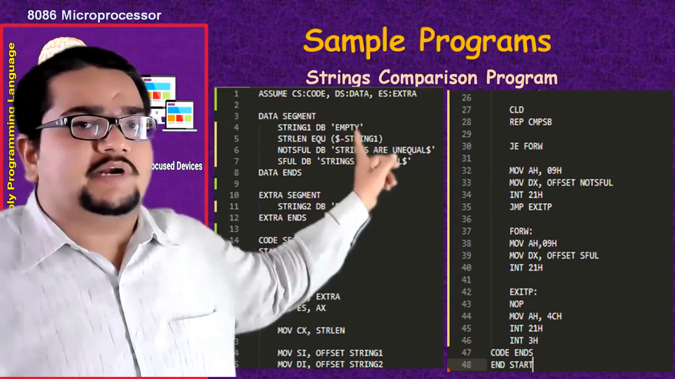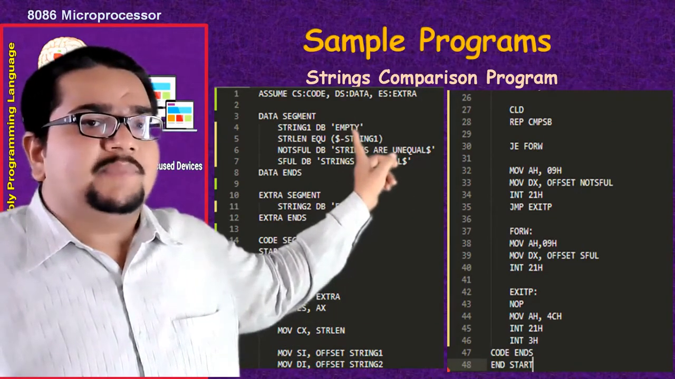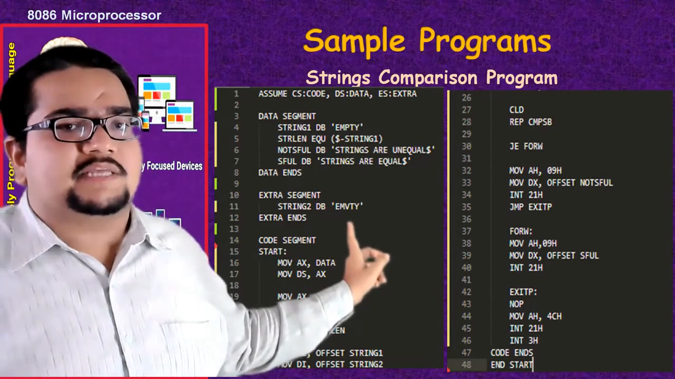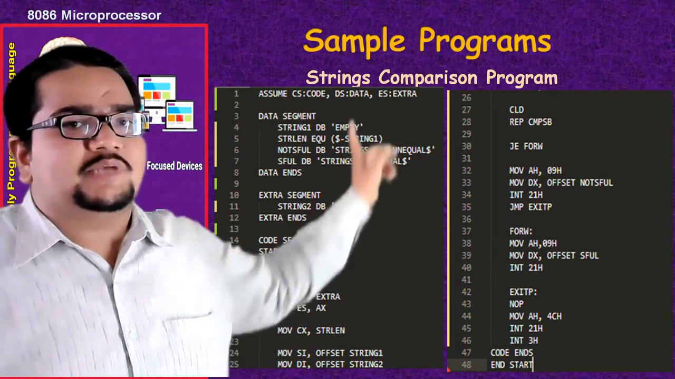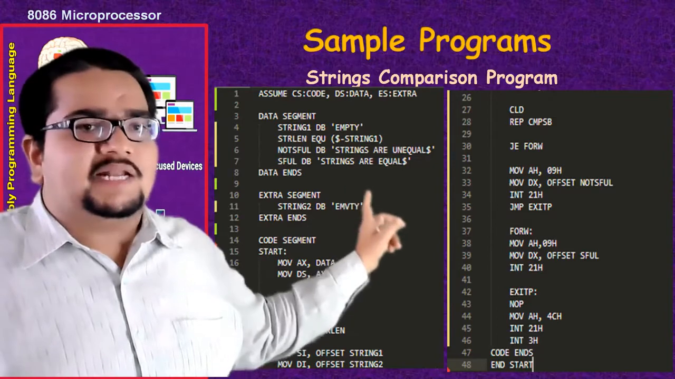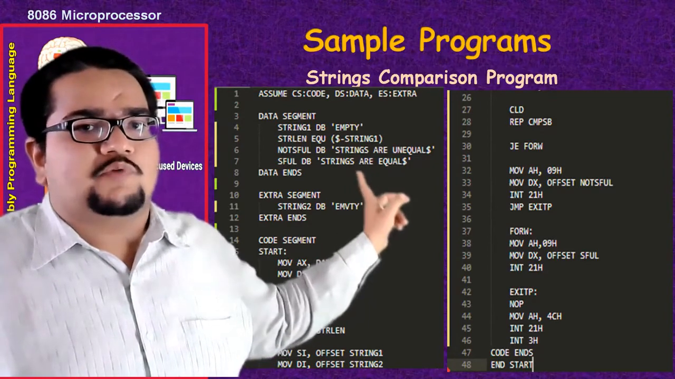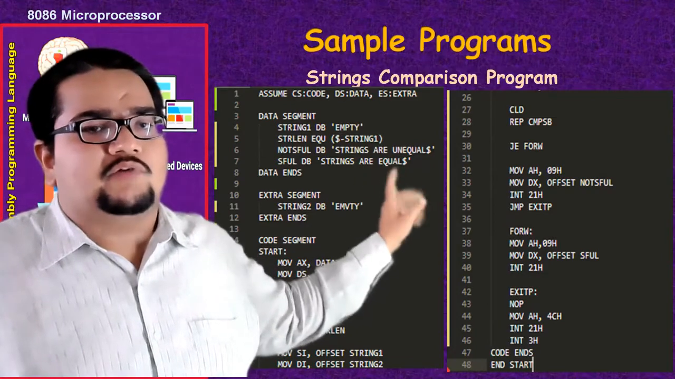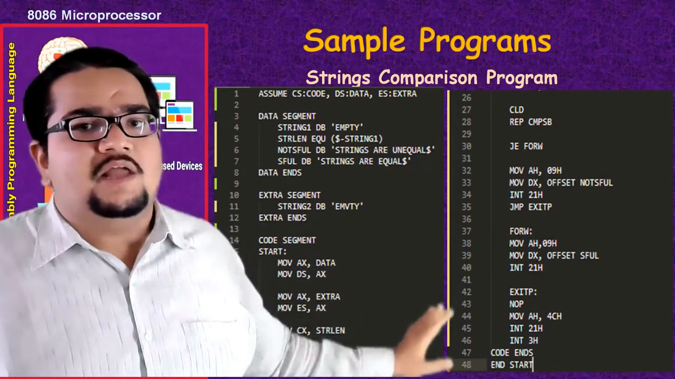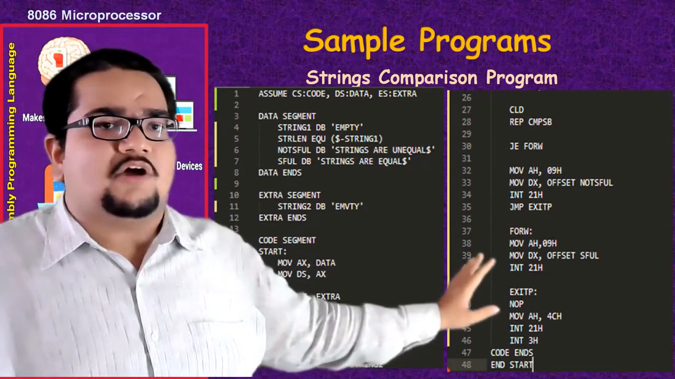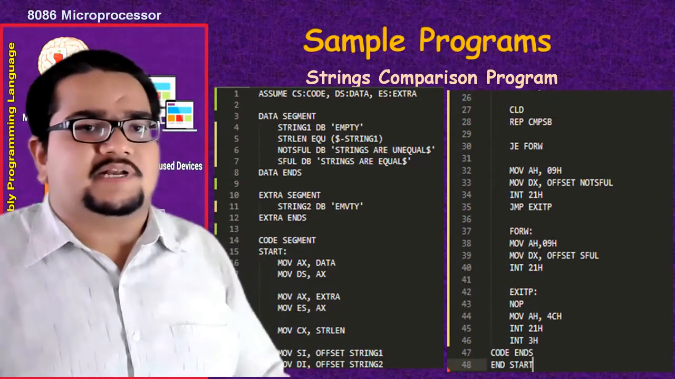One is stored in the data segment, and another one is stored in the extra segment. As you can see yourself, they are different, but anyhow I am making the processor decide whether they are different or the same. So whether the strings are unequal or equal, that message has to be shown to me after the completion of the comparison algorithm. So that is a program of string comparison.